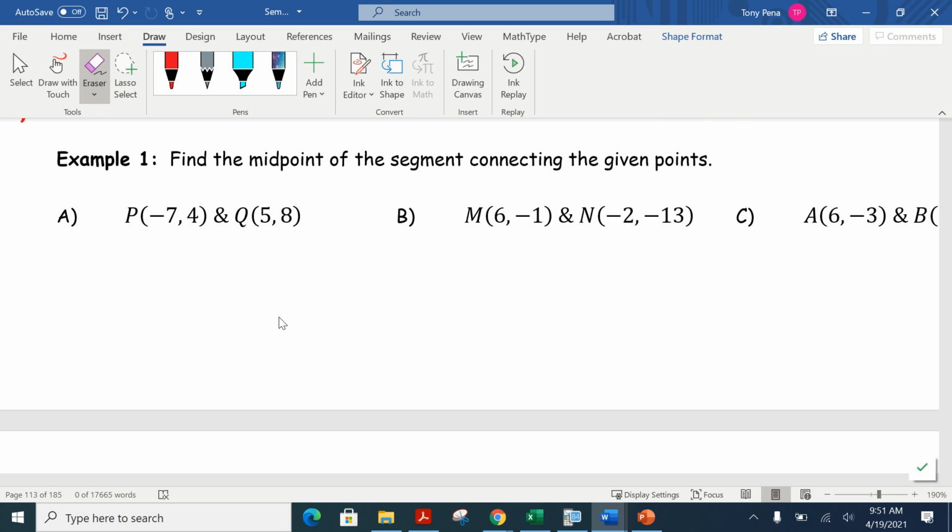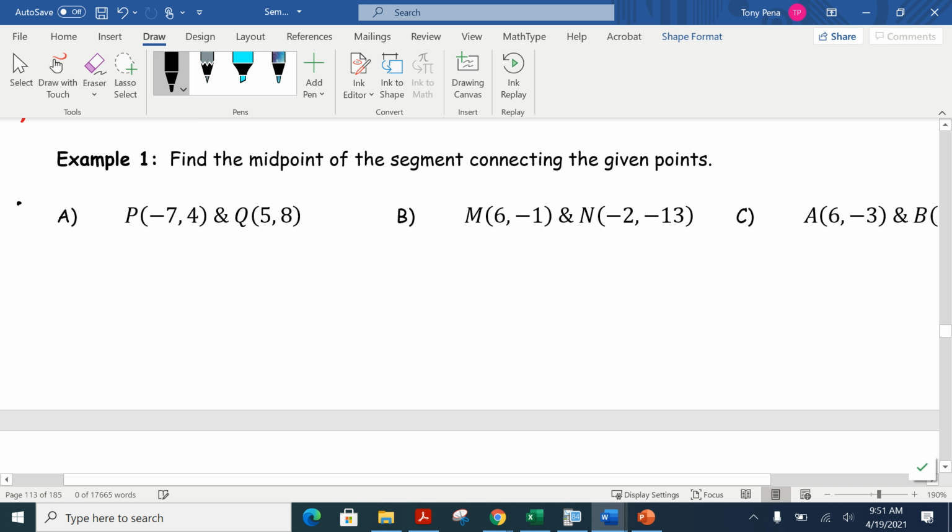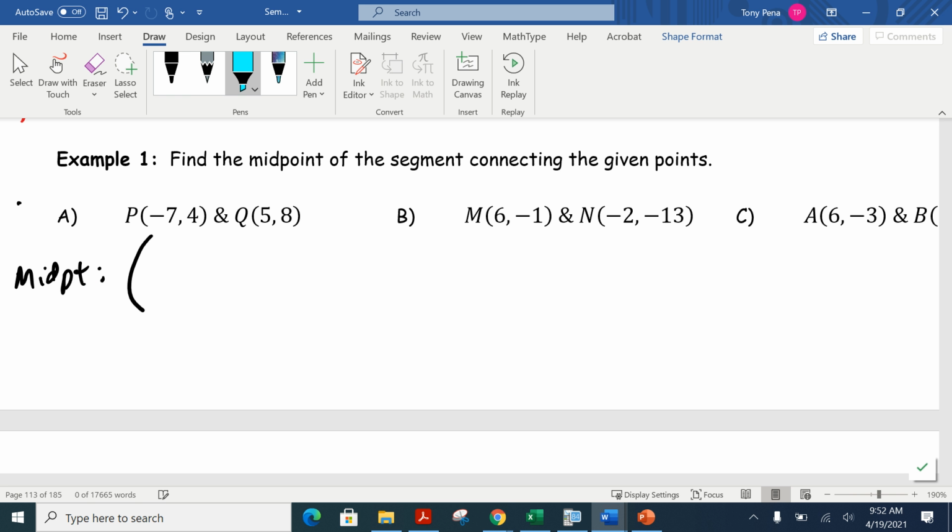All right, so this one here, now that we have this, we can expedite this a little bit. We don't want to have to plot these and find our slope, cut that in half, and then do all of that. We just want to rely on this little formula. So the midpoint formula is us simply taking the x's and adding them together. So negative 7 and 5 we add together, because those are the x coordinates. So x and x, and then you take your y coordinates, do the same exact thing.